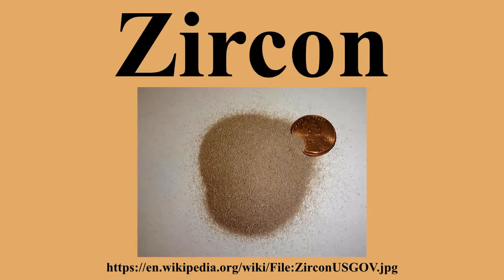The name derives from the Persian zargun, meaning golden colored. This word is corrupted into jargoon, a term applied to light-colored zircons. The English word zircon is derived from Zirkon, which is the German adaptation of this word. Red zircon is called hyacinth, from the flower hyacinthus, whose name is of ancient Greek origin.